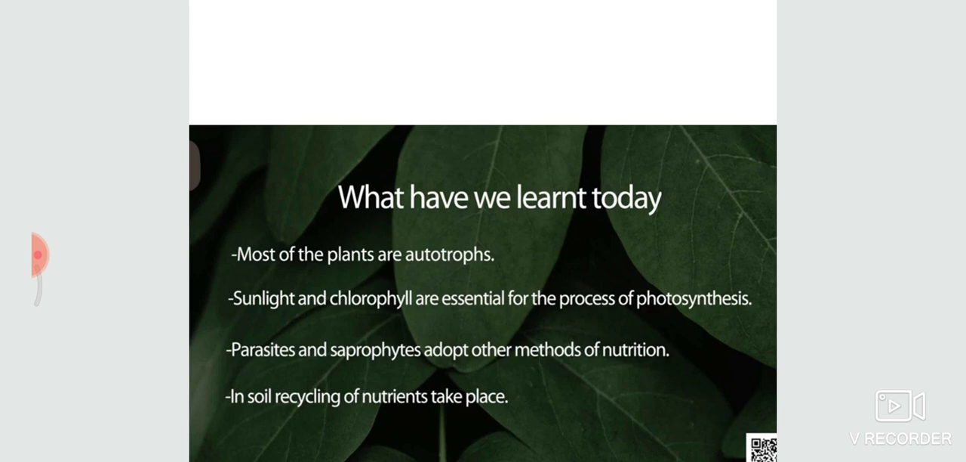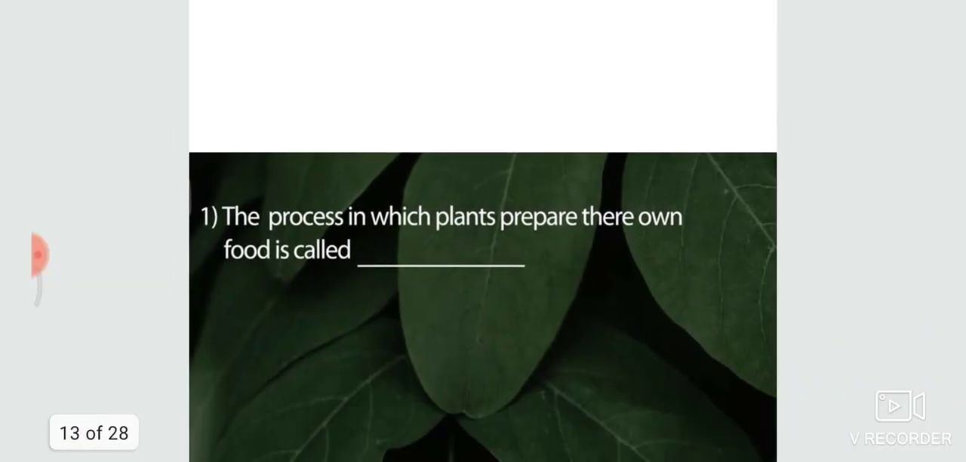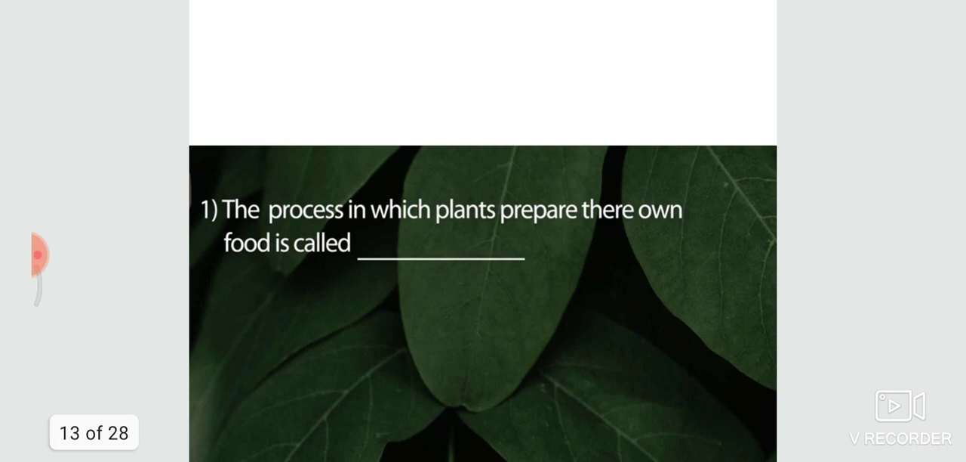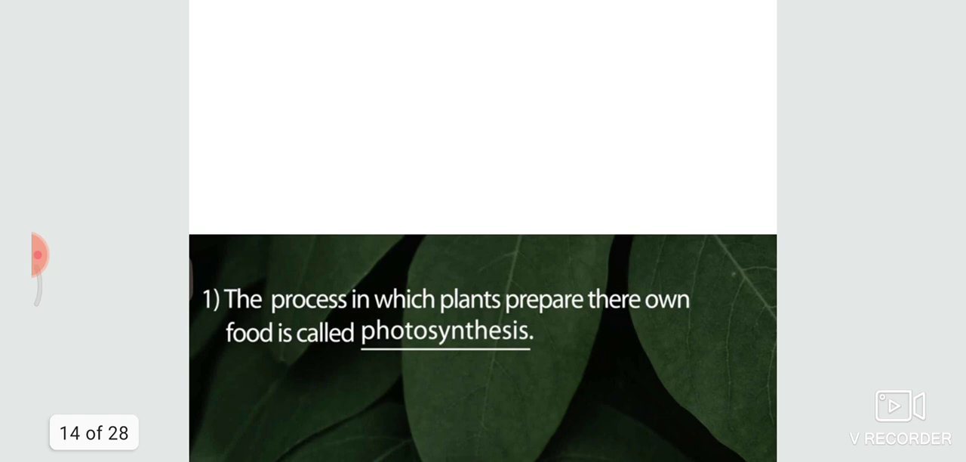Okay students, in the end I will ask a few questions and I hope that you must know the answers, so watch and listen carefully. I will ask you some questions related to your previous knowledge. The first question is: the process in which plants prepare their own food is called what? Can you tell me the name of the process? Yes, the right answer is photosynthesis. What do we call it, students? The process in which plants prepare their own food is called photosynthesis.